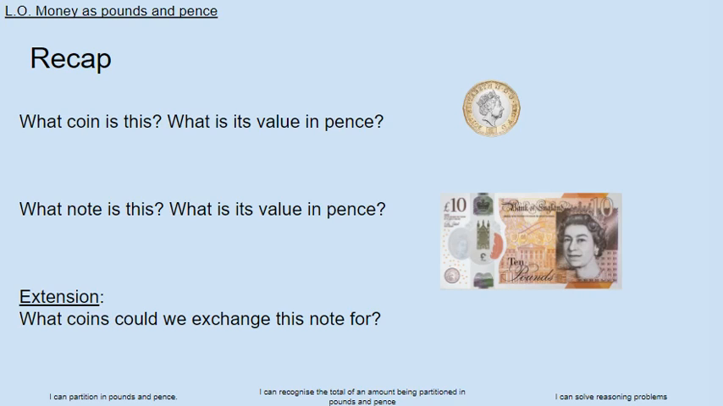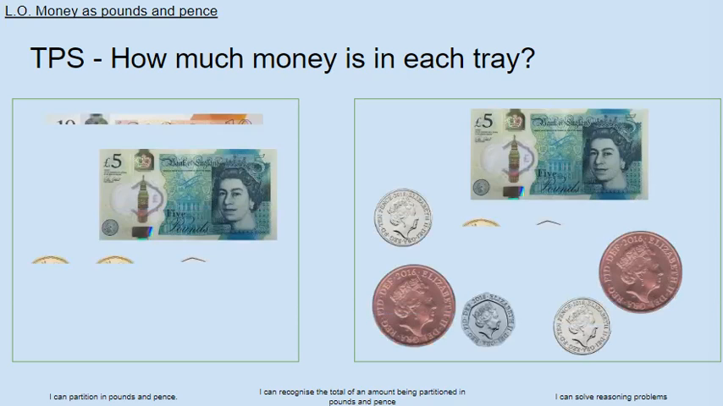So you might want to pause that, have a chat to someone, you don't need to write it down. And if you said that's £1 and it's worth 100 pennies, well done. And then if you said that's £10 and it's worth 1,000 pennies, even bigger, well done. And if you worked out what coins you could exchange that for, first of all you'd be there all day, so well done. Right, let's crack on.